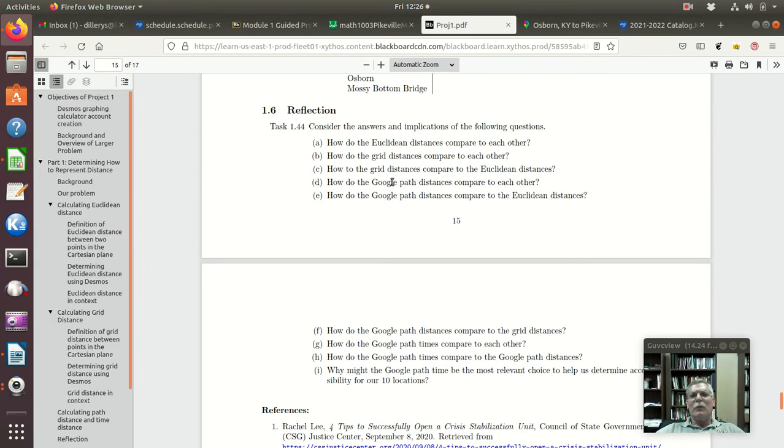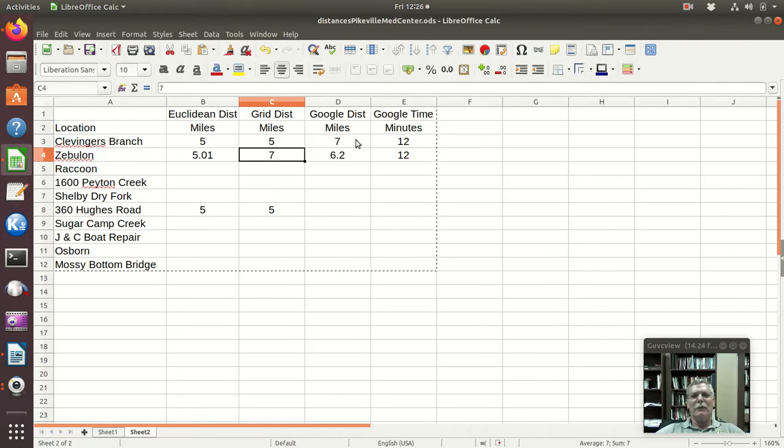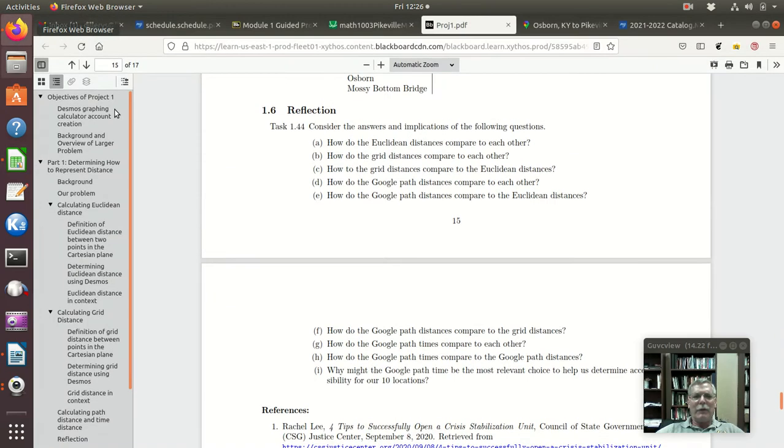How do the Google Path distances compare to each other? Well, it's pretty clear that those are going to be different. All right, there's a 7, there's 6.2. Those are going to all be different. It's not so clear here on the times, but we aren't quite there yet. Let's see. How do the distances compare to the Euclidean distances? Well, they're all going to be at least as big. I mean, there shouldn't be anything that's less than 5 miles.